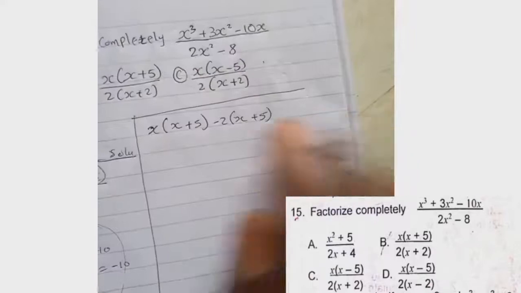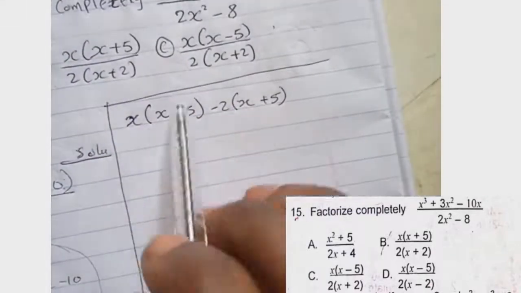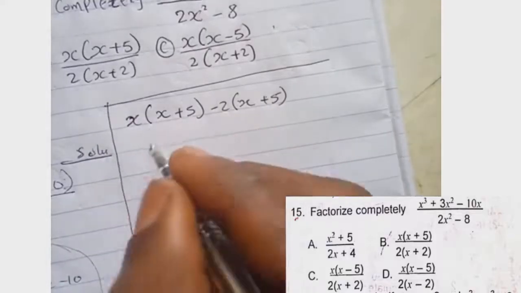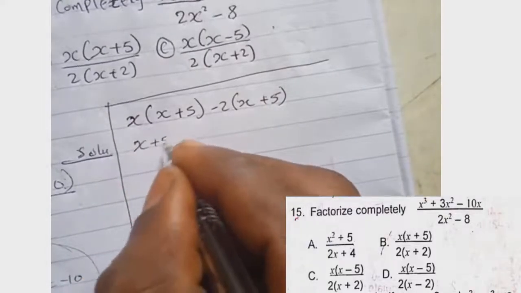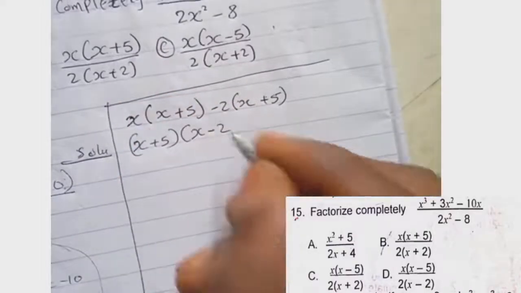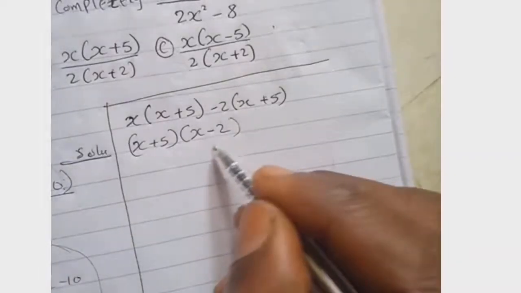So in this place now, we have it like this. Since this one and this one are the same, you can take one part outside. So when you take one part outside, we have s plus 5 in brackets, and the outer one is s minus 2. So this will become the final answer. After factorizing this one, we get this.